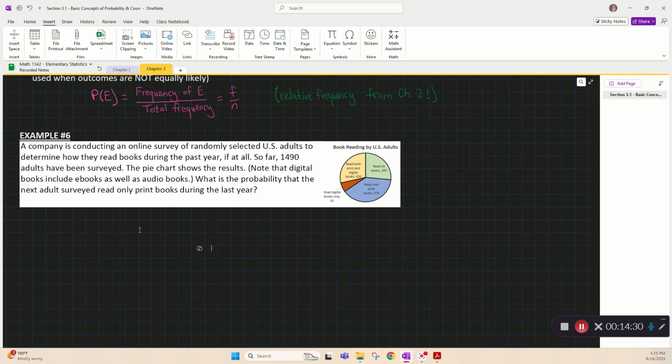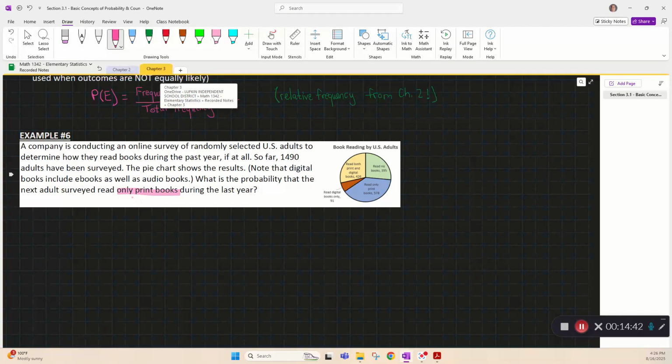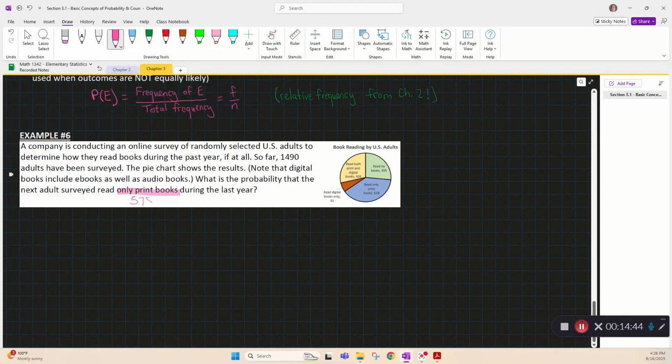Okay. So only print books. How many did that? Read only print books, 578 did it. How many total do we have? Well, 1490 is our total.